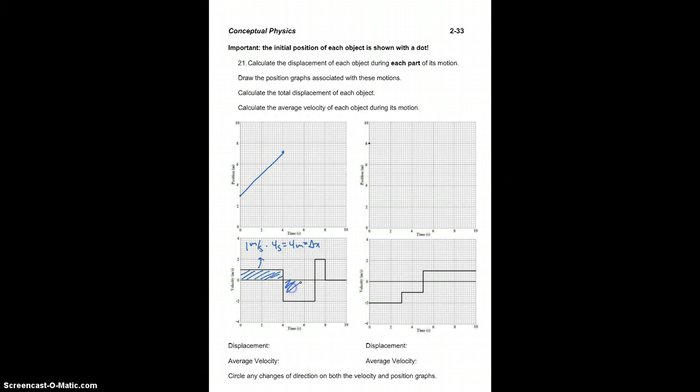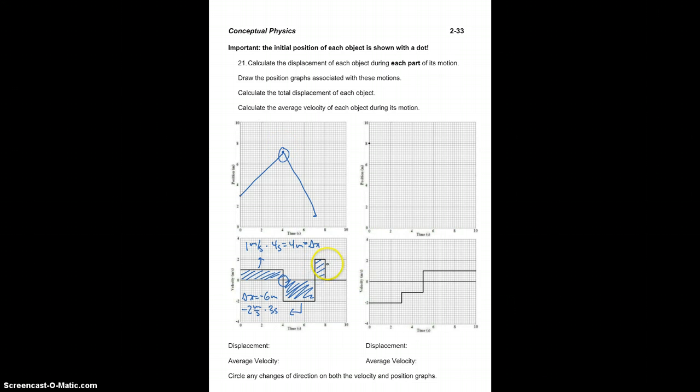Alright, in the second area, I have a rectangle. The height of that is -2 meters per second, and it's 3 seconds long. So that tells me the delta x in that region is -6 meters. If I started at 7, I came down 6. That's going to put me at 1 meter. And we had a direction change there, going from positive to negative velocity.